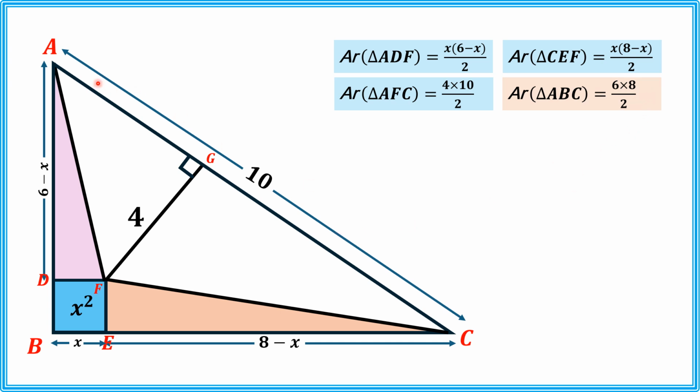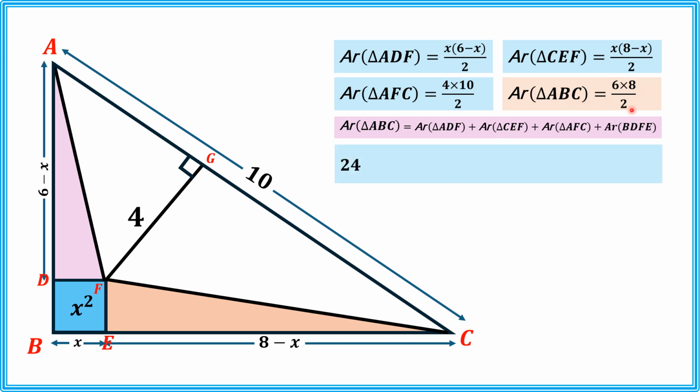Now we have a relation that the area of triangle ABC is equal to the sum of these four areas: this triangle ADF, this triangle CEF, this triangle AFC, and this square DFEB. So the area of triangle ABC is equal to the sum of these four areas. Now we have found that the area of ABC is 48 over 2, that is 24.